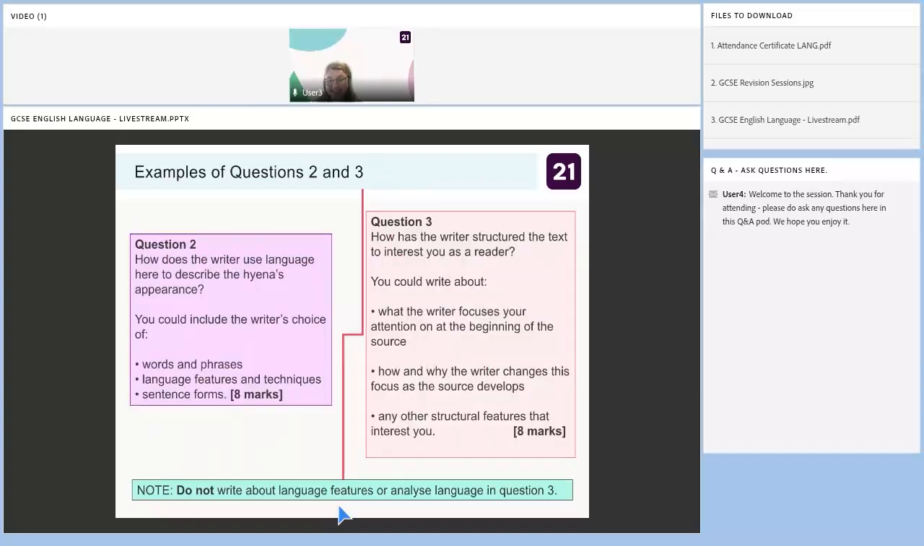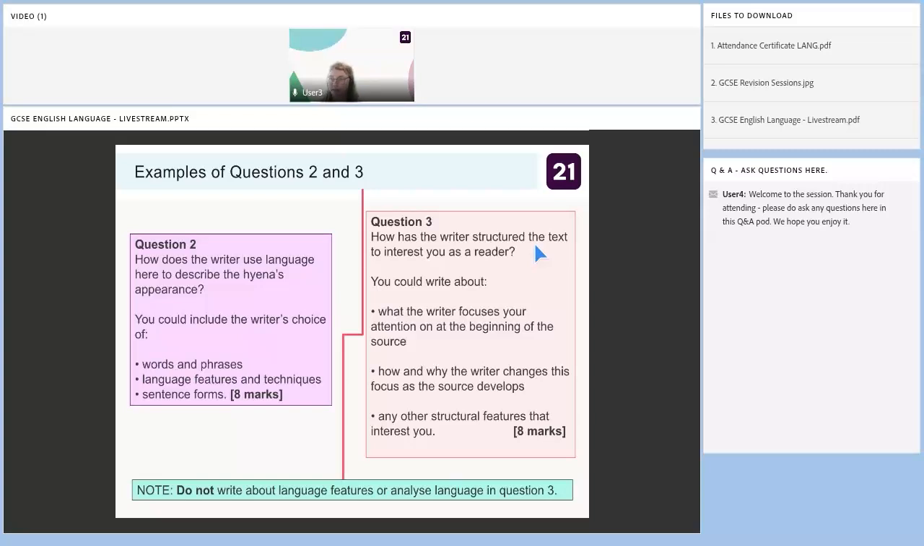So let's have a look at some examples. So for question 2, over on the left, we have: how does the writer use language to describe the hyena's appearance? So it's a nice to the point question that is asking you to look at words, phrases, language devices, sentences. Question 3 is a little bit longer. The lovely thing with AQA is question 3 is always the same. It's just the text that changes. And it's asking you to consider how the text is structured to interest you as a reader.